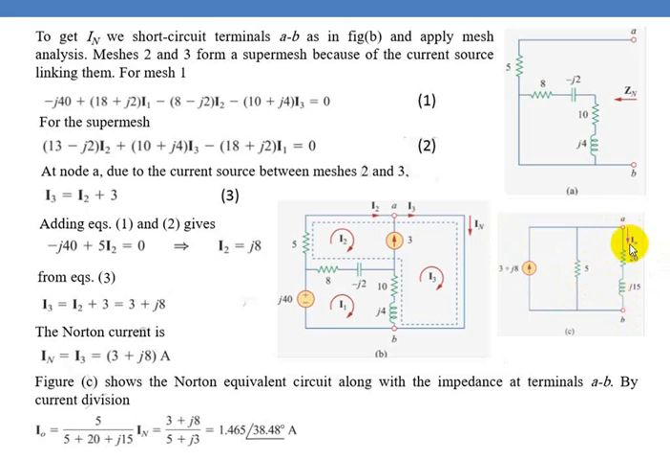You are asked to find the current in this branch. Now this is a simple circuit. To find the current in this branch, use the current division rule. The total current is 3 plus J8 ampere. Multiply this by the opposite branch impedance, 5, divided by the sum of the impedances of the two branches, that is 5 plus 20 plus J5. So this comes to be around 1.465 at an angle of 38.48 degrees ampere.